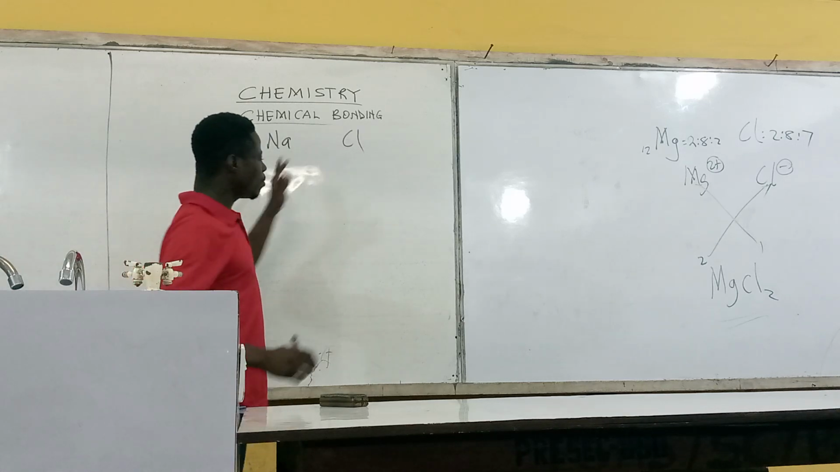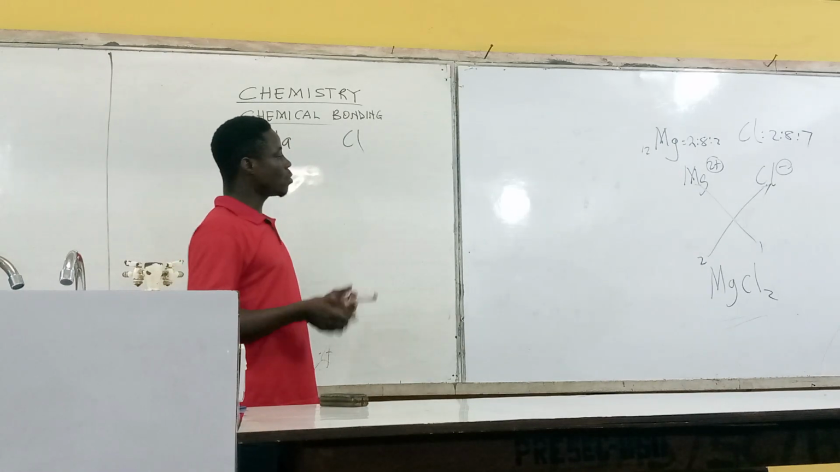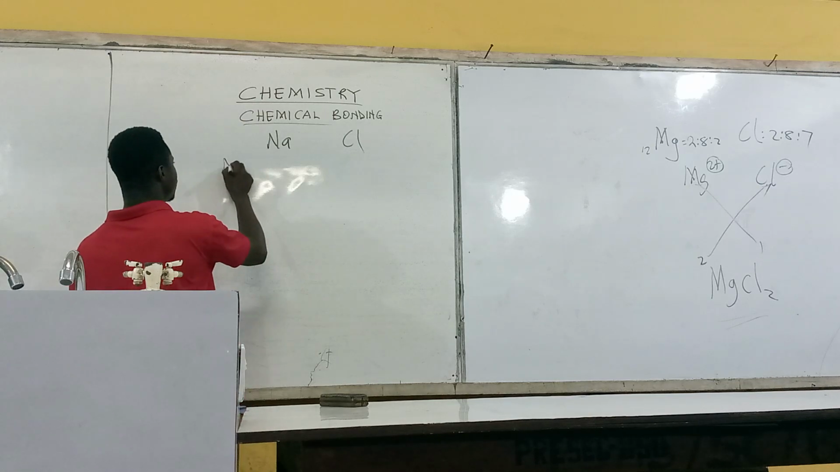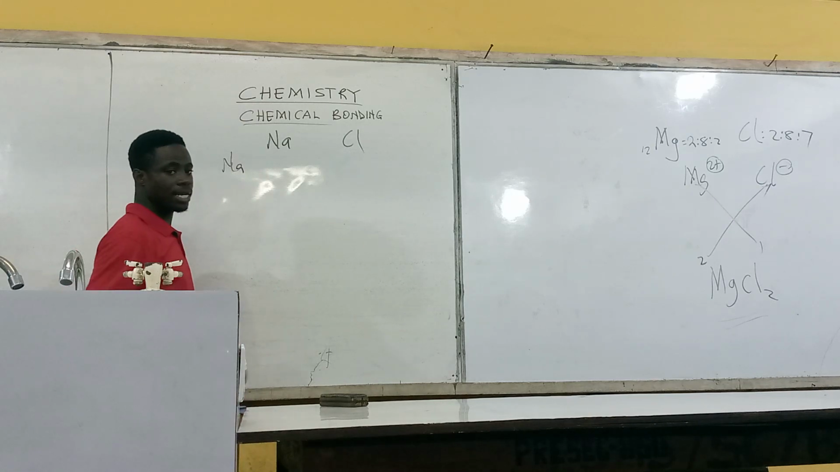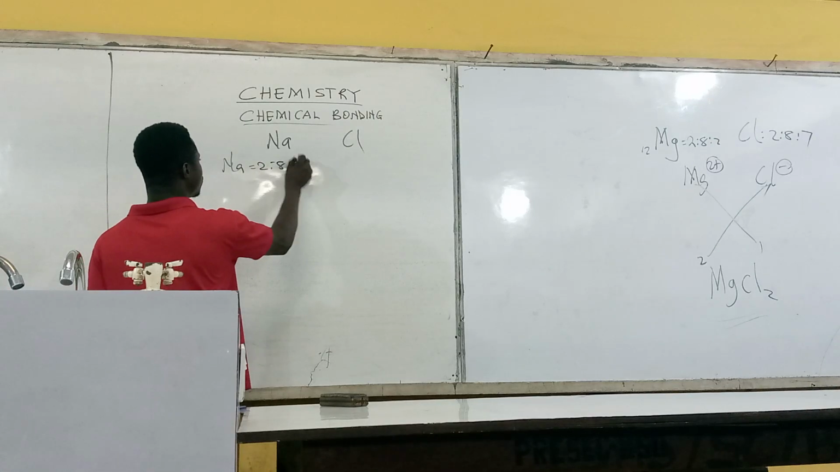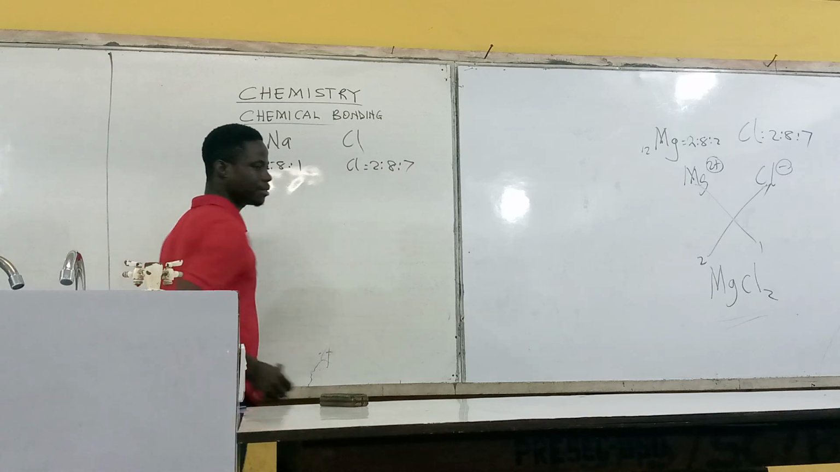This sodium and chlorine coming together will form sodium chloride. So according to Kossel-Lewis theory, all that it is trying to say is: write the electronic configuration of the sodium, which we have done already in our previous video. If you are writing the core, it is 2:8:1, and chlorine will also be 2:8:7.